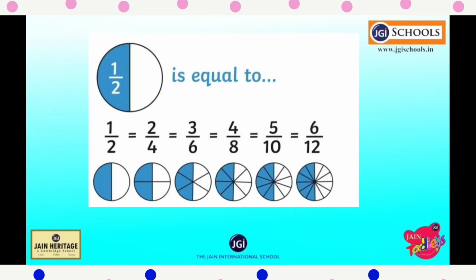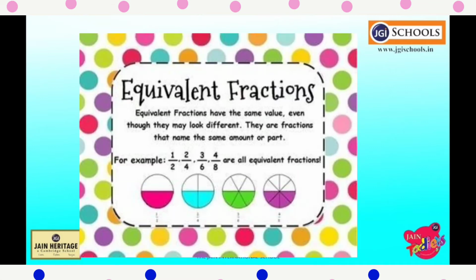Here you can see it is 1 by 2, only half the circle is shaded in each fraction, and it is represented by different numbers, that is 1 by 2 equals 2 by 4 equals 3 by 6 equals 4 by 8 equals 5 by 10 equals 6 by 12. Equivalent fractions have the same value even though they may look different. They are fractions that name the same amount or part.